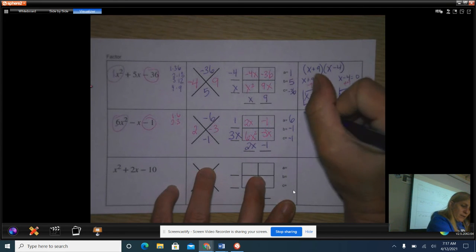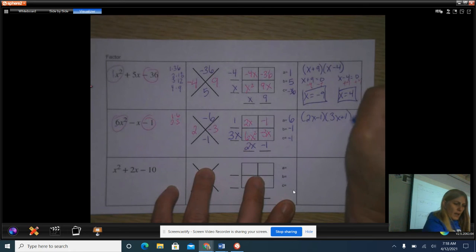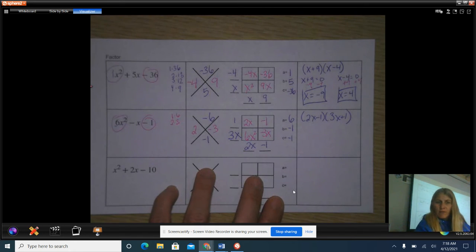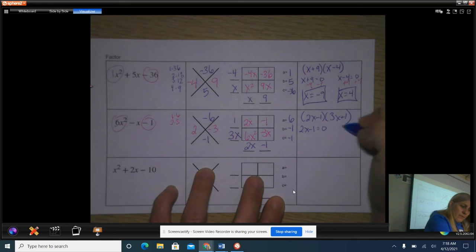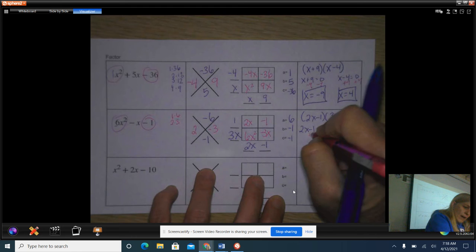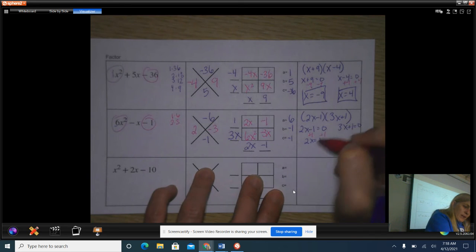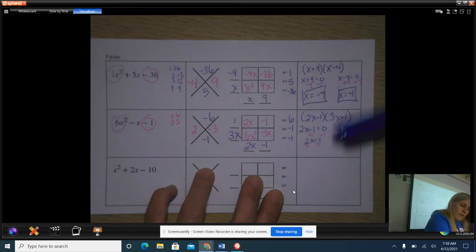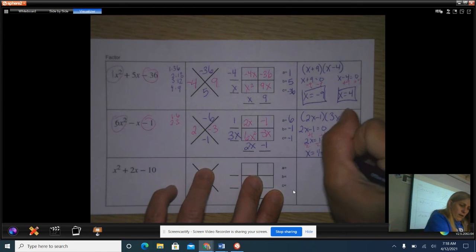So we write our product form, 2x minus 1 times 3x plus 1. And then we're going to solve for our roots. So we have 2x minus 1 equals 0, and 3x plus 1 equals 0. So we're going to add 1 to both sides, and that gives me 2x is equal to 1, and then divide both sides by 2. So my first root is going to be 1/2 or 0.5.